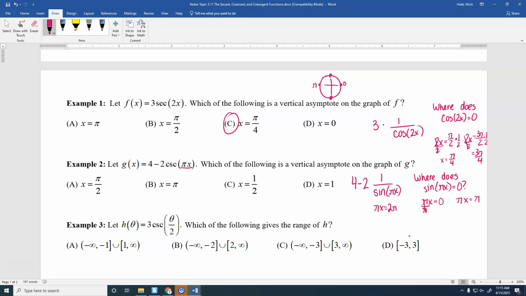Right here, you're going to divide by pi, and you get x equals 0. Not an answer choice. It is a vertical asymptote, but it's not an answer choice. Right here, you're going to divide by pi, and pi divided by pi is 1, so D is your answer here. You also could do 2 pi, x equals 2 would be an answer, but it's not an answer choice, so we're going with D there.